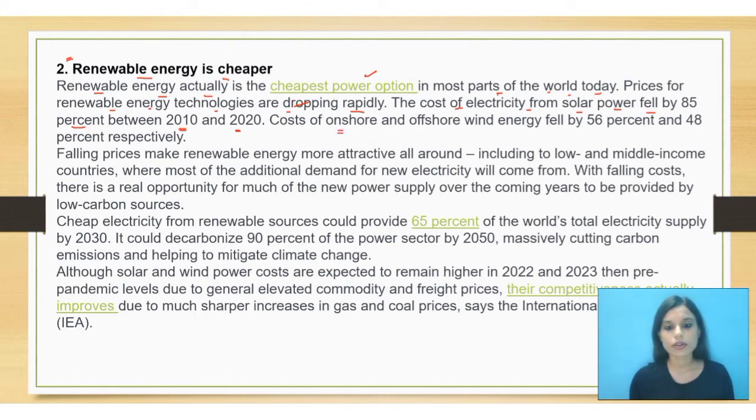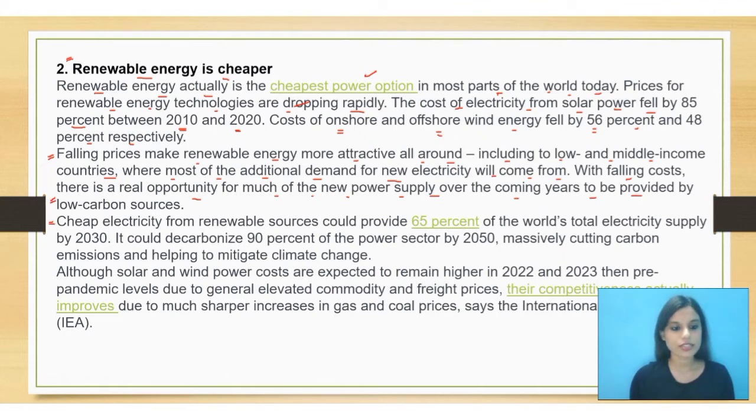Costs of onshore and offshore wind energy fell by 56% and 48% respectively. Falling prices make renewable energy more attractive all around, including to low and middle income countries where most of the additional demand for new electricity will come from. With falling costs, there is a real opportunity for much of the new power supply over the coming years to be provided by low carbon sources.